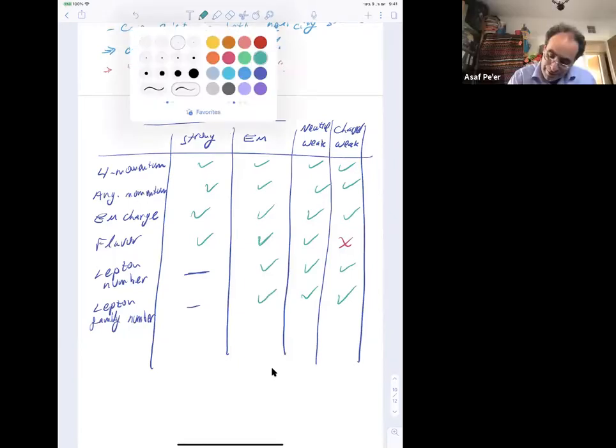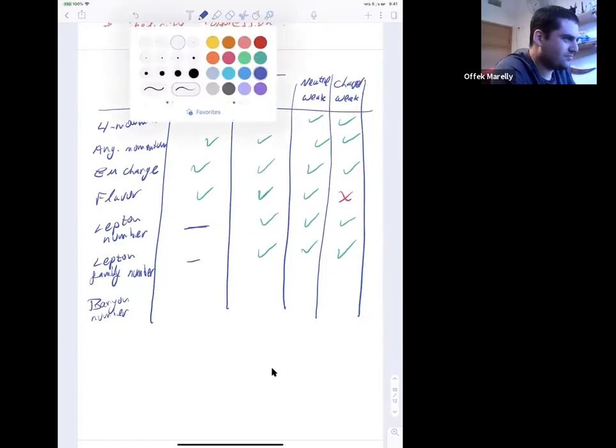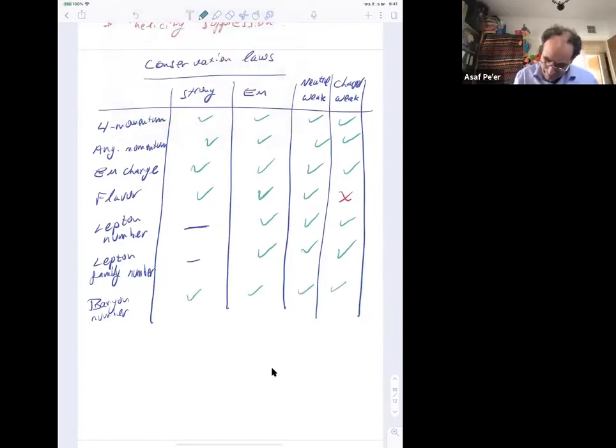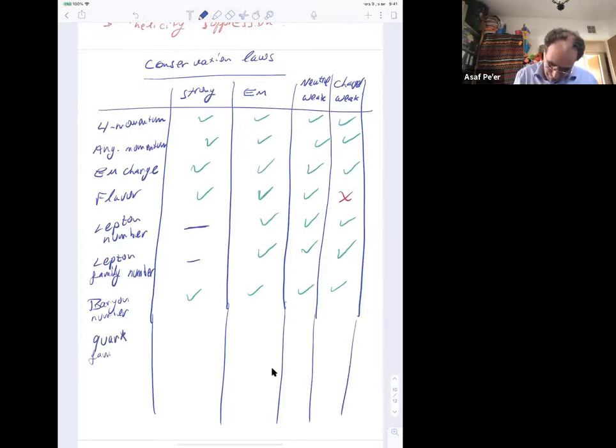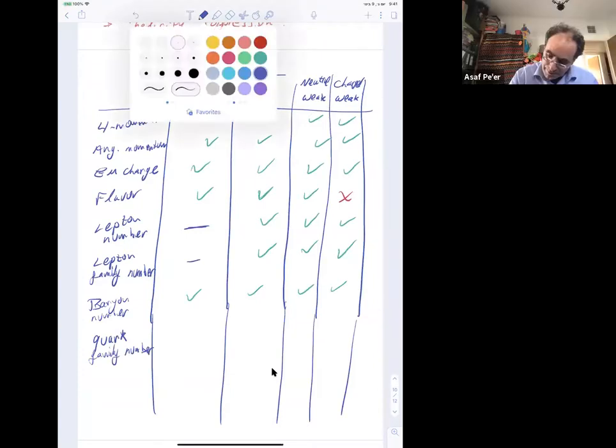What about the baryon numbers? Strong, yes. All of them, yes. What about the quark family number? Strong and EM, yes.